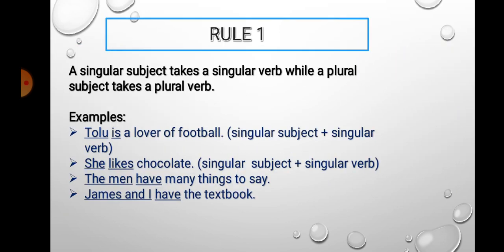What is the first rule of Concord? The first rule of Concord says a singular subject takes a singular verb, while a plural subject takes a plural verb. Examples: Tolu is a lover of football. Tolu, singular subject, is singular verb. She likes chocolate. Number 3, the men have many things to say. The men, a plural subject, have a plural verb. James and I have the textbook.